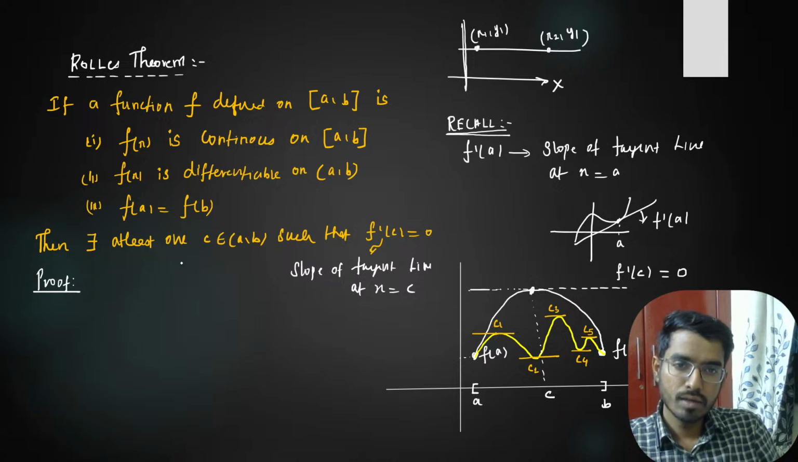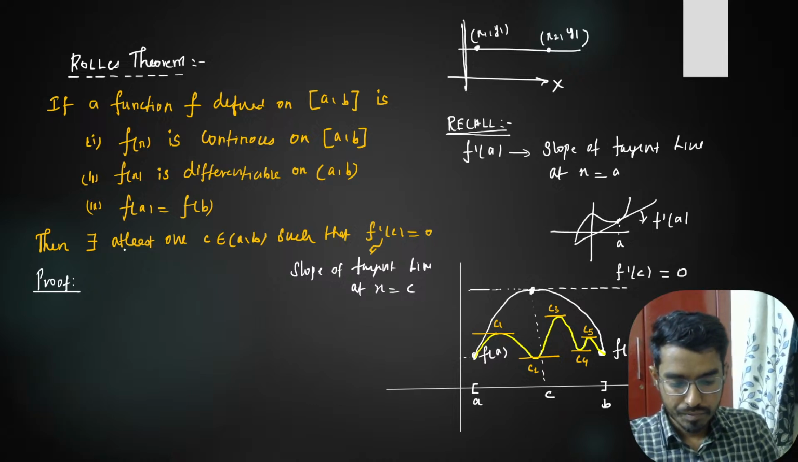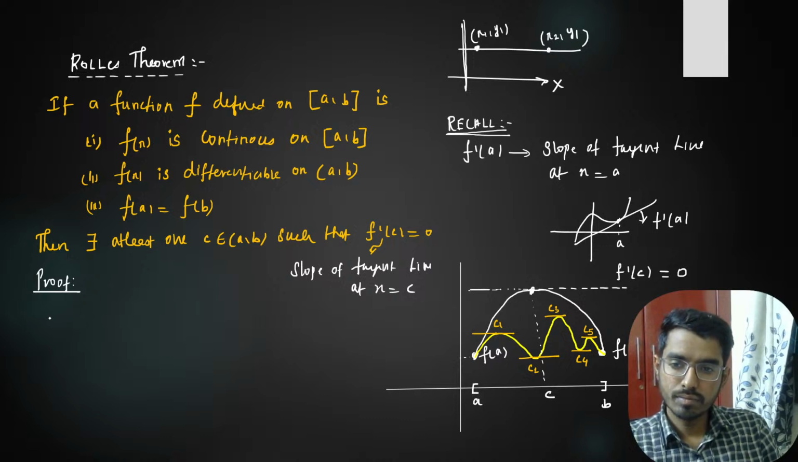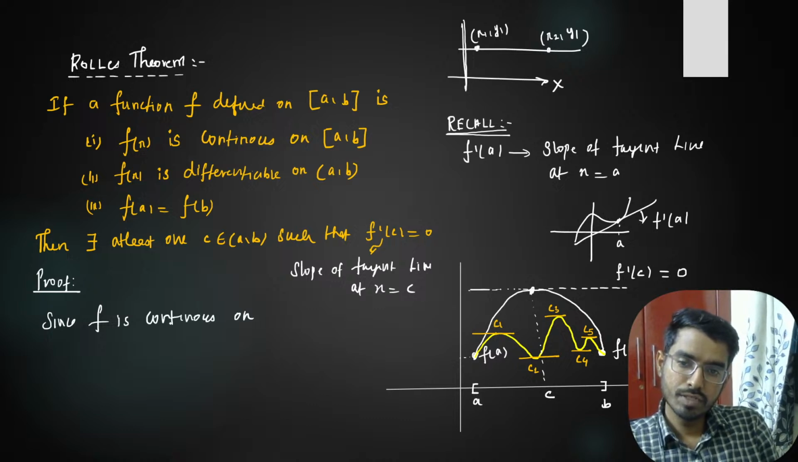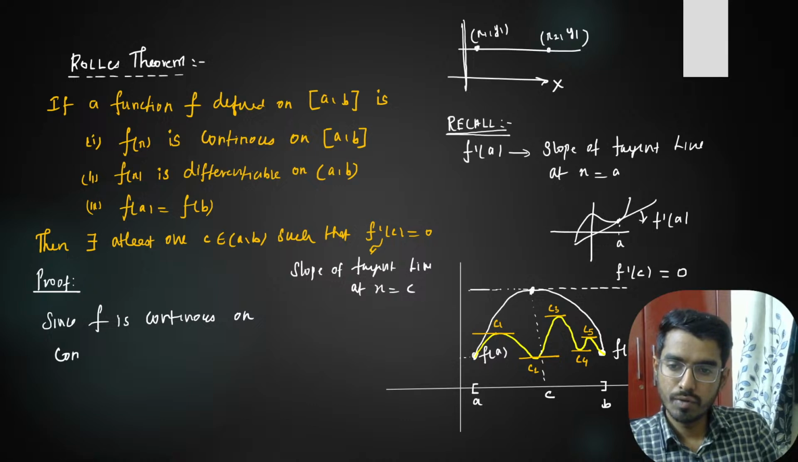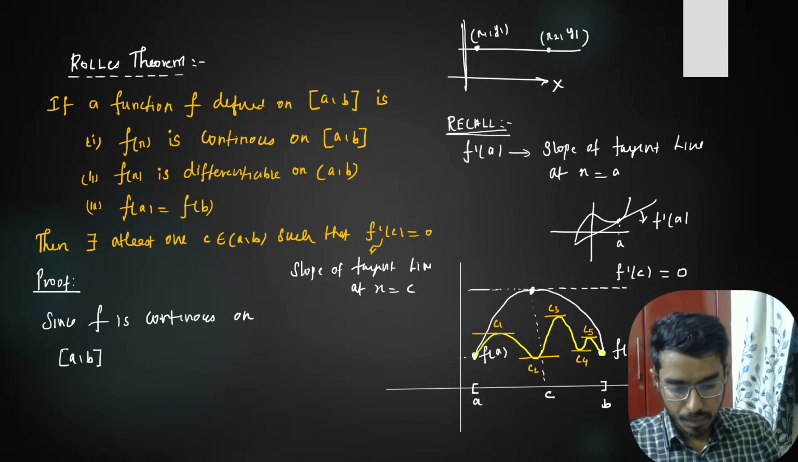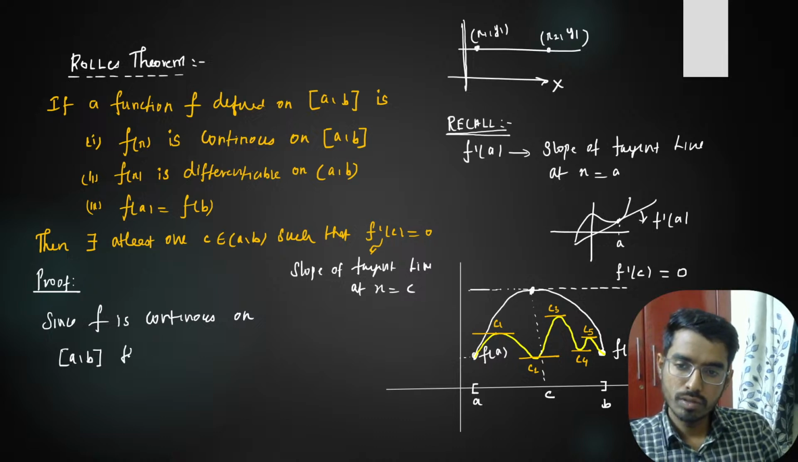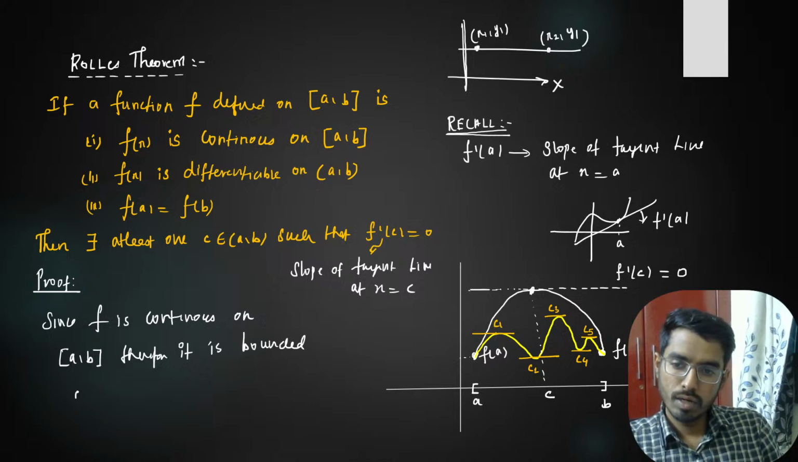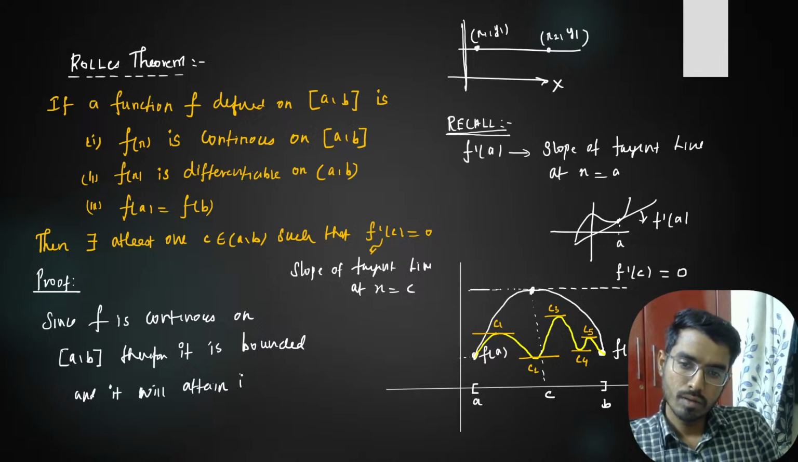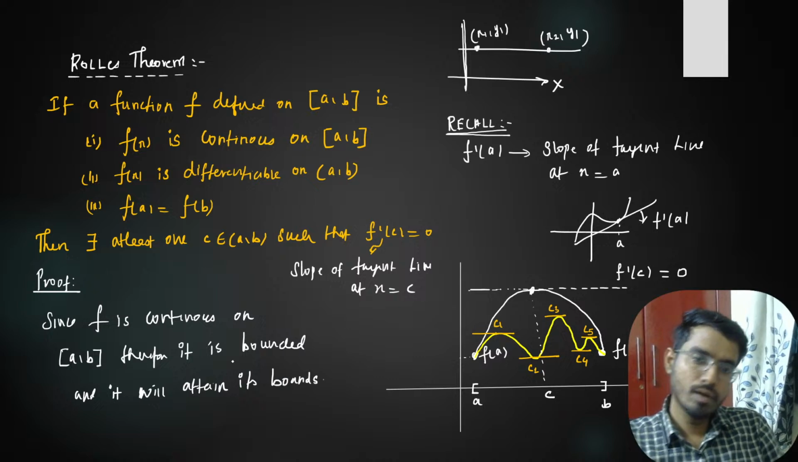So proof. I'll write down the proof fast. Let us try to visualize. Right? Okay. Since f is continuous on the closed interval a comma b, therefore it is bounded and attains its bound. Therefore, it is bounded and it will attain its bound, right? And it will attain its bound.